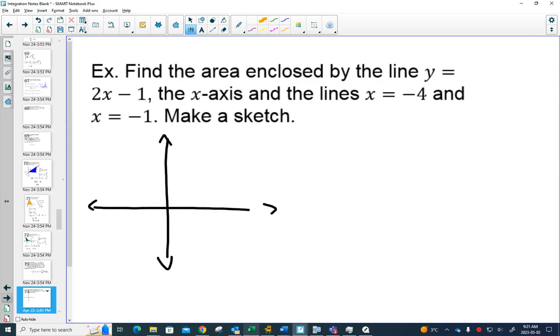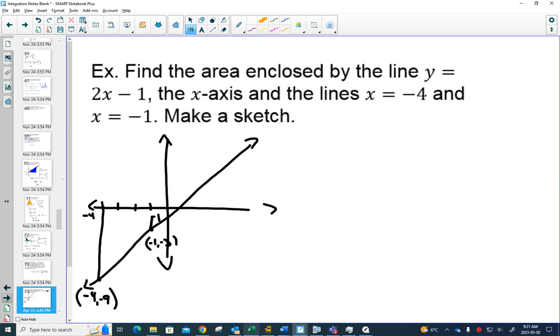We are going from -4 to -1. If I plug in -4, I have -4, -9. If I plug in -1, I have -1, -3. And I want to find this area, which obviously has to have a red crayon because it's negative.